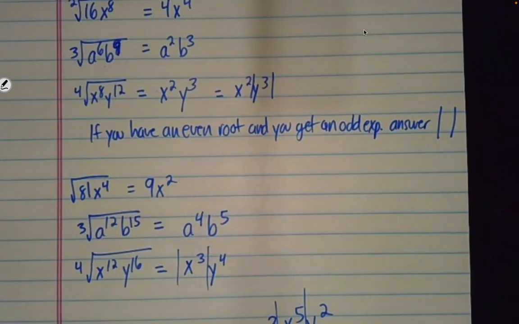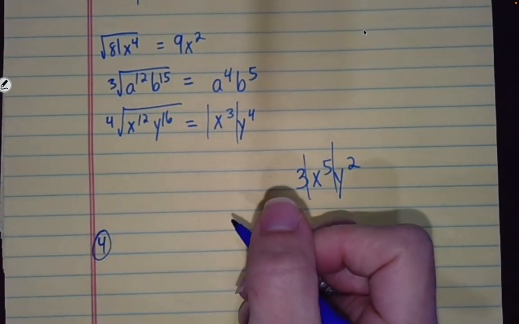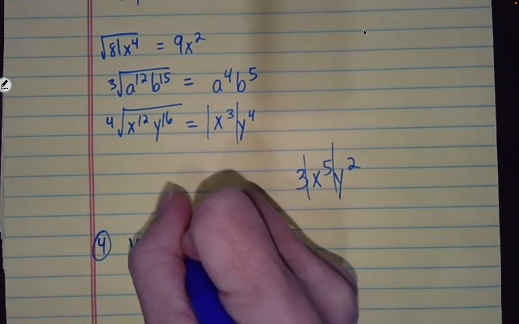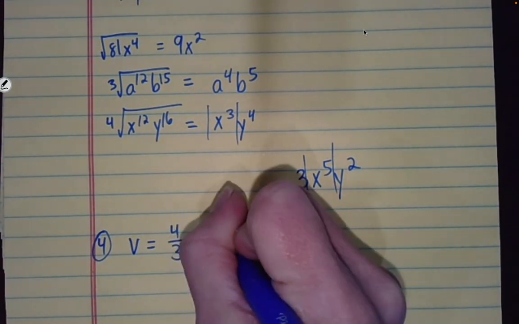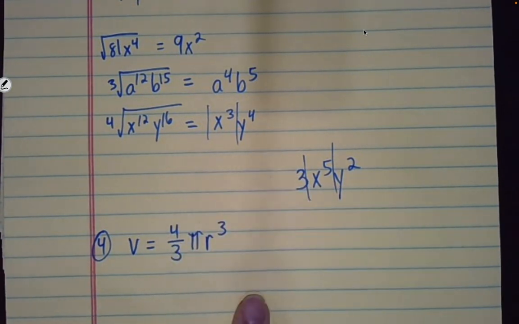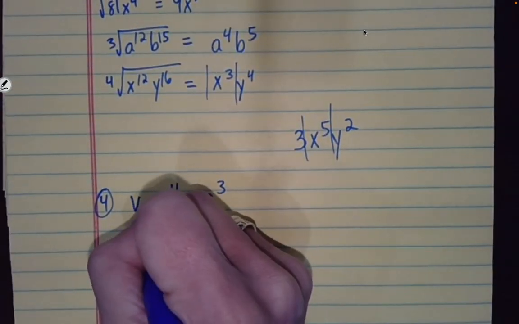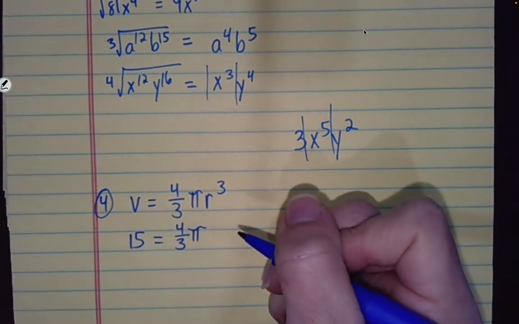Is anybody still writing all that? No? Okay. Number 4 says, the formula for the volume of a sphere. There we go. Volume is 4/3 pi r to the third. Find the radius. And they tell me volume, the V, is 15. So I'm going to plug in 15.